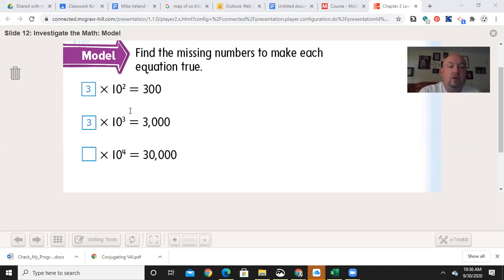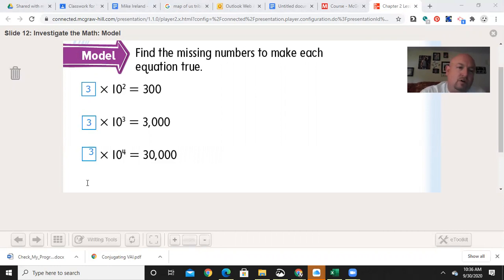Now we have 10 to the fourth. And we know that 10 to the third was 1,000. So 10 times 1,000 is 10,000. 10,000 goes into 30,000 3 times. By now, you should be starting to see a pattern.